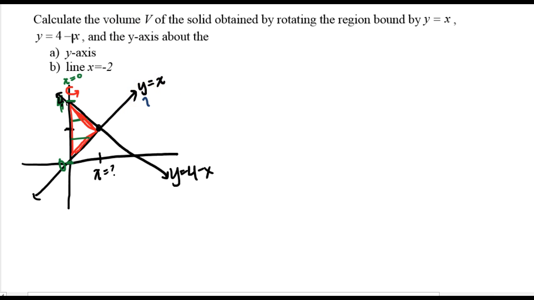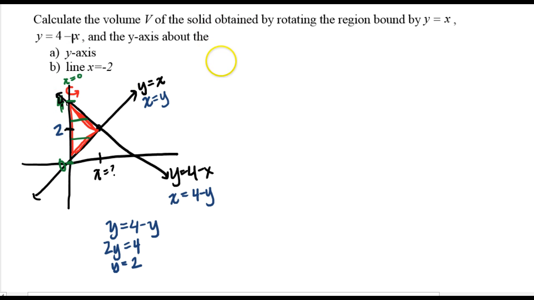Well, if y equals x, then x equals y. So this one is already solved for x. But this one, if I solve it for x, I get that x equals 4 minus y. So if I add the x to the other side and subtract the y, this negative slope function is x equals 4 minus y. So now I want to set those two equations equal to each other. y equals 4 minus y. So add the y to the other side, I get 2y equals 4, so y equals 2. So that middle point is 2. So the limits of integration will go from 0 to 2 and 2 to 4.